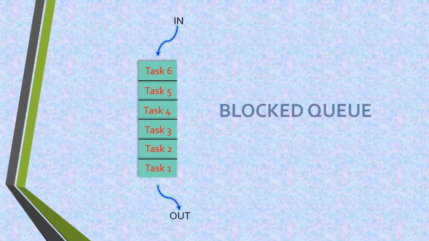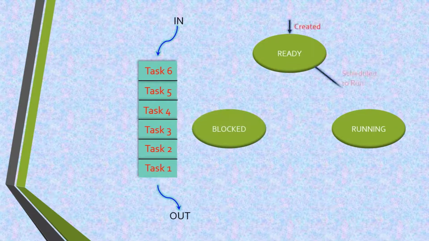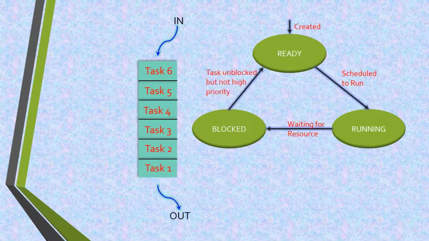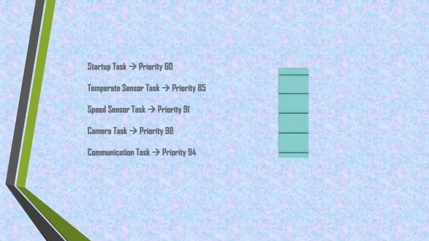Before that, let's understand that an RTOS kernel maintains different queues like ready queue and blocked queue, and different states of a task like ready state, running state, blocked state, and suspended state. Let's say you as an embedded developer require 6 tasks to be created: startup task with priority 60, temperature sensor task with priority 85, speed sensor task with priority 91, camera task with priority 98, and communication task with priority 94.